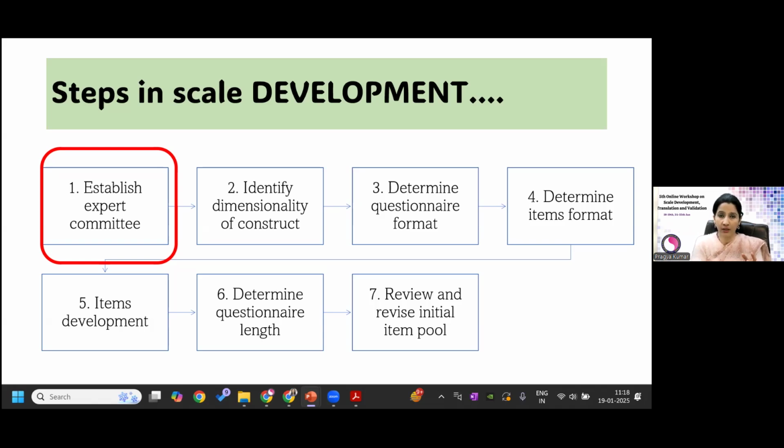So they define what a construct is, and then they define the dimensionality of the construct. What do I mean by dimensionality? Like in the case of quality of life, you know that quality of life is a broad construct, but there will be many subdomains. Dimensions means there will be a physical quality of life, a social quality of life, a spiritual quality of life, or all those components. So you identify those dimensions of the construct, and of course you will do an extensive literature search.